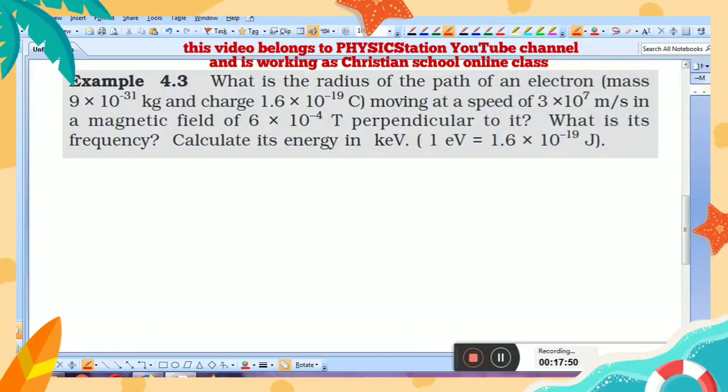Let us take another example. This question is, what is the radius of the path of an electron? So what do we have to calculate? Radius.